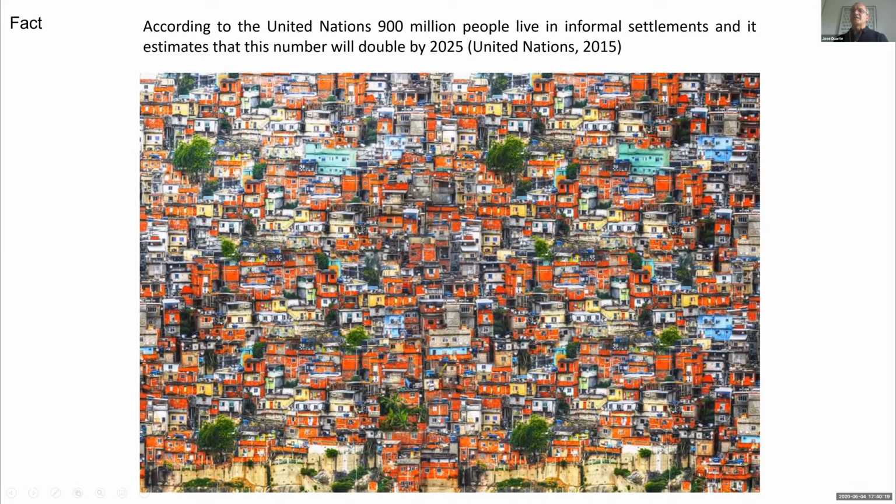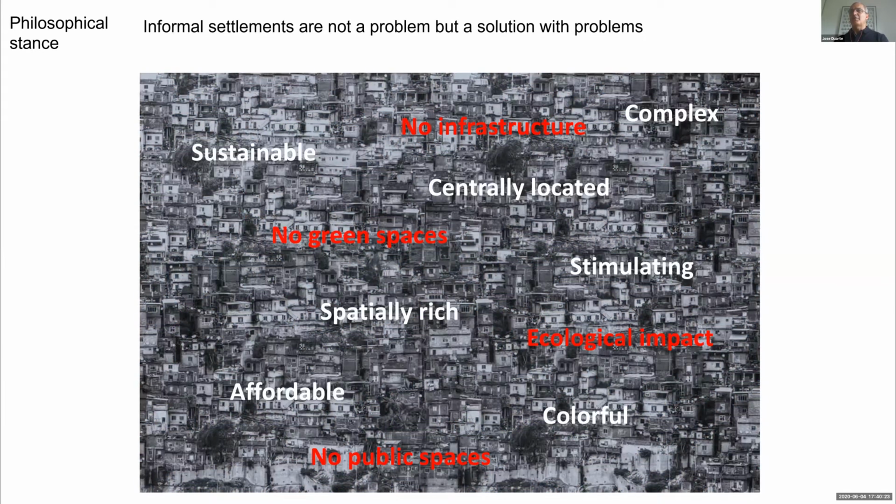And these informal settlements have the qualities, which you can see in white, and have the problems, which you can see in red. So they are sustainable, they are centrally located, they are complex, they are stimulating environments, especially very rich. They are affordable, otherwise they would not exist, and they are very colorful. But they don't have infrastructure, they have no green spaces, there's a huge, negative ecological impact, and there are no public spaces.